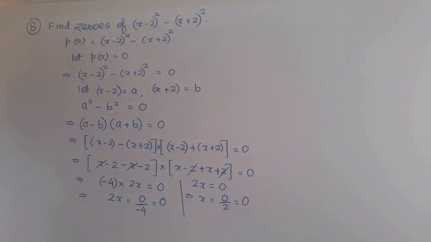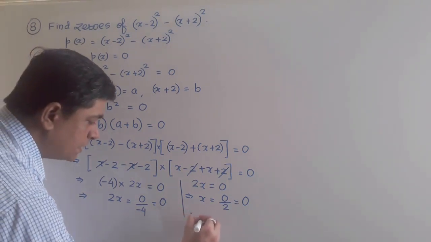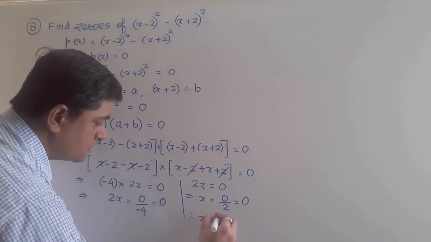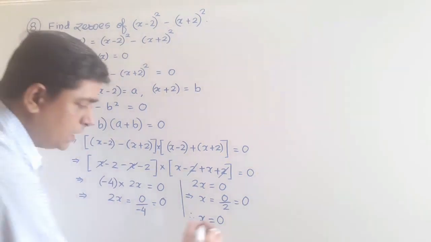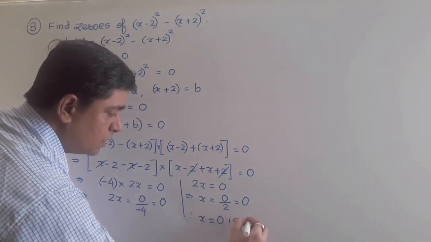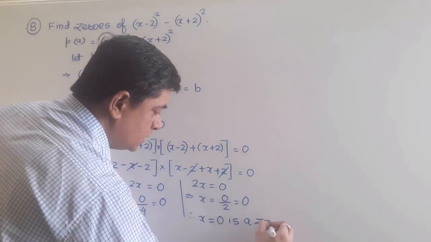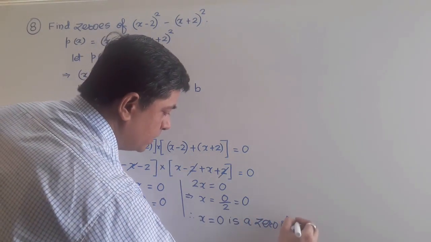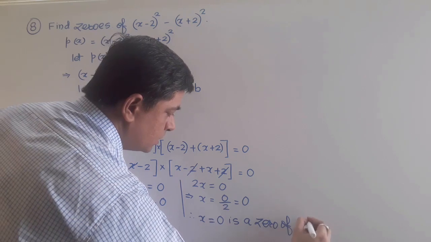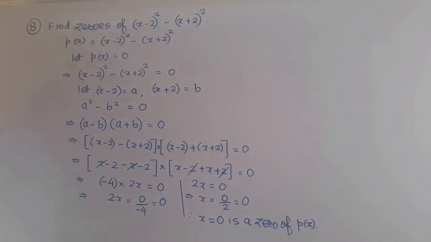So finally, what is the value of x I got here? I can say that the value of x is equal to 0. So I can say x equal to 0 is a 0 of polynomial. Is a 0 of given polynomial p of x. Okay. So this is the answer of the given question.